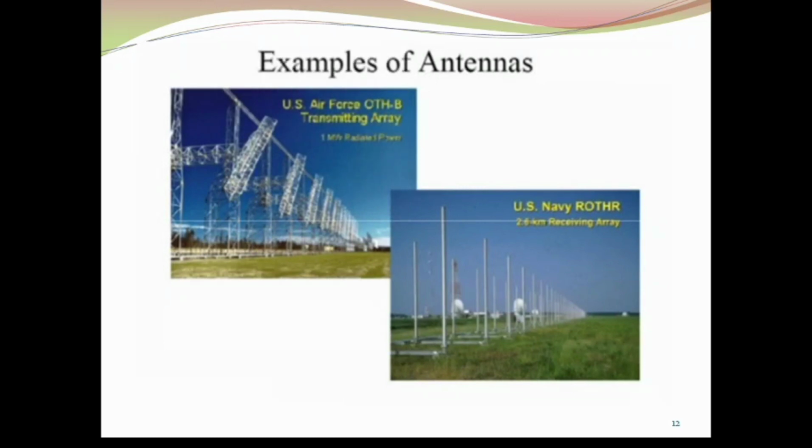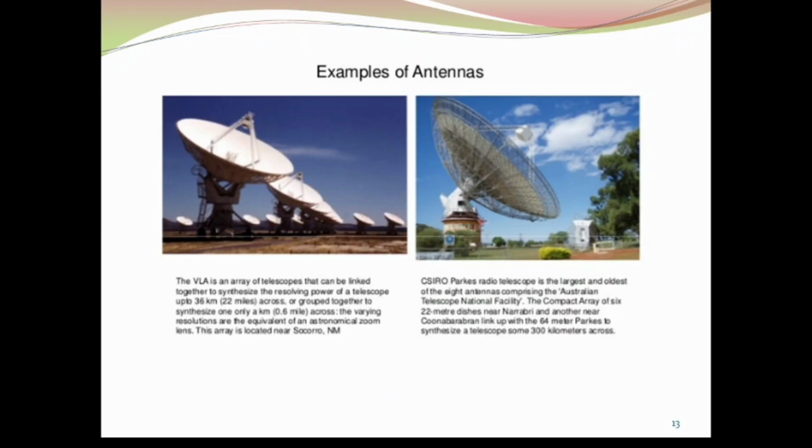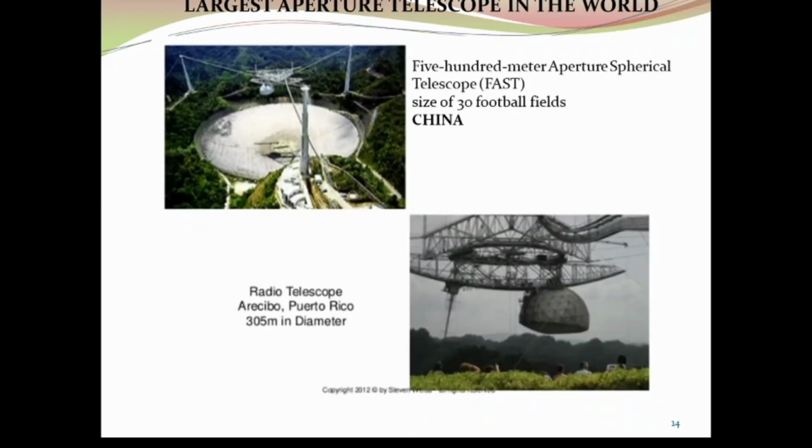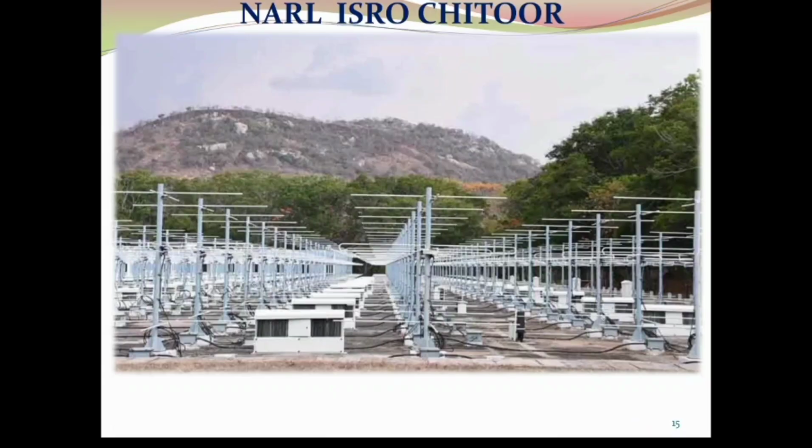See here, these antennas are connected as array systems. This is also an example of antenna systems. And here we have an antenna system in our nearby place. It is located in Chittoor. It is one of the divisions of ISRO India. The laboratory is called NARL, National Atmospheric Research Lab. It is located on the way from Tirupati to Chittoor. So this is the biggest array we have in our country. Here each and every element is an antenna system. It is grouped together, so it becomes an array system, right?